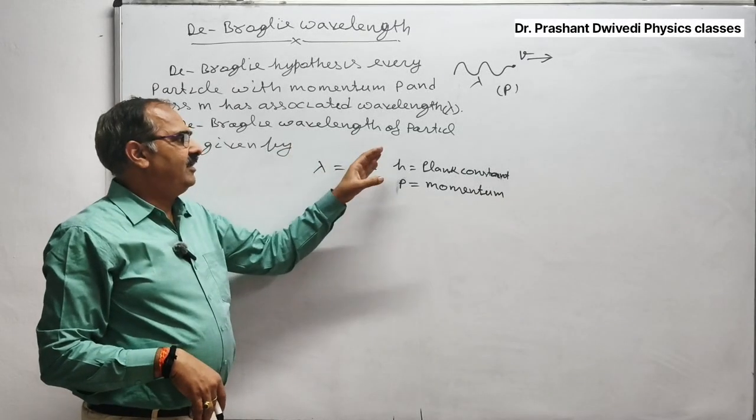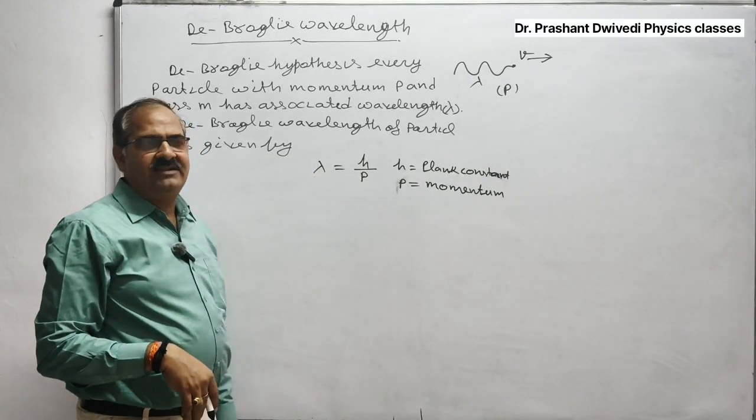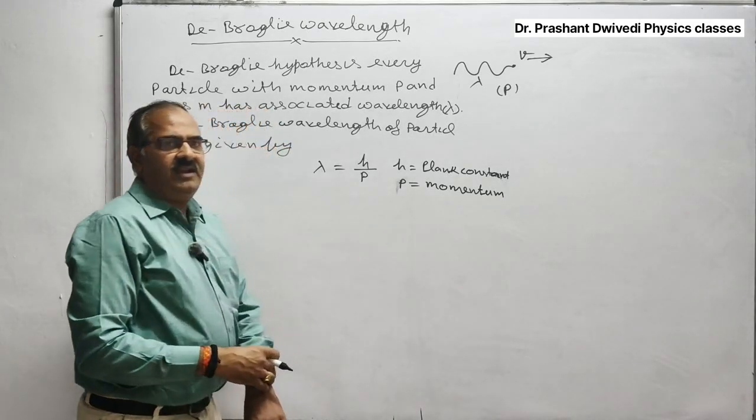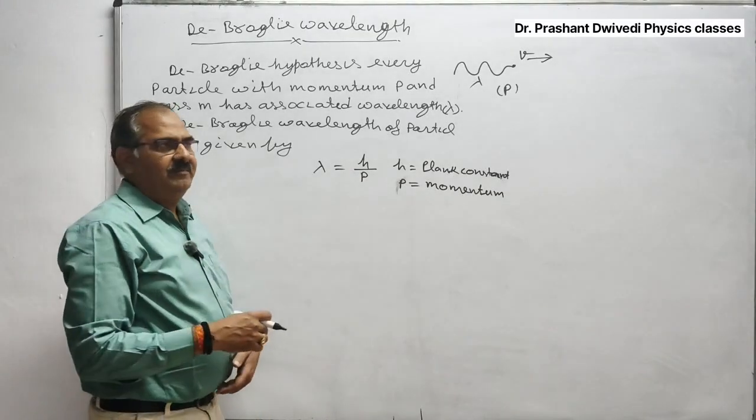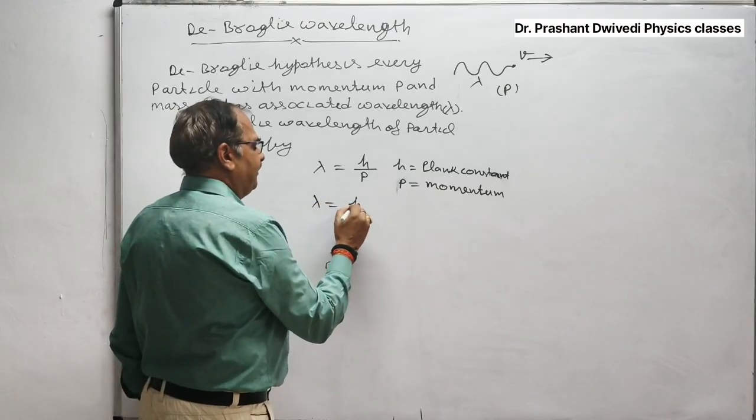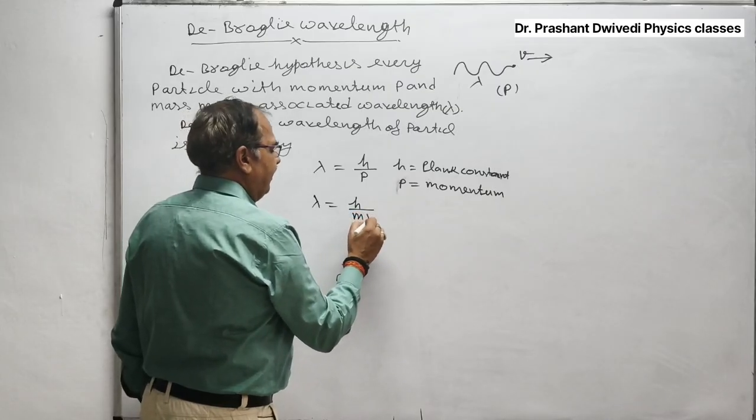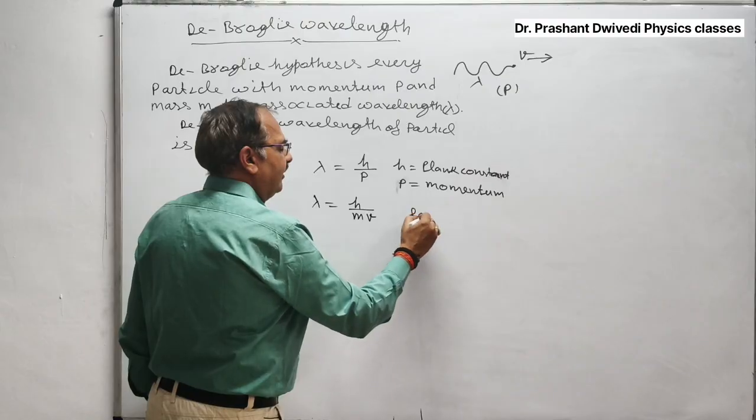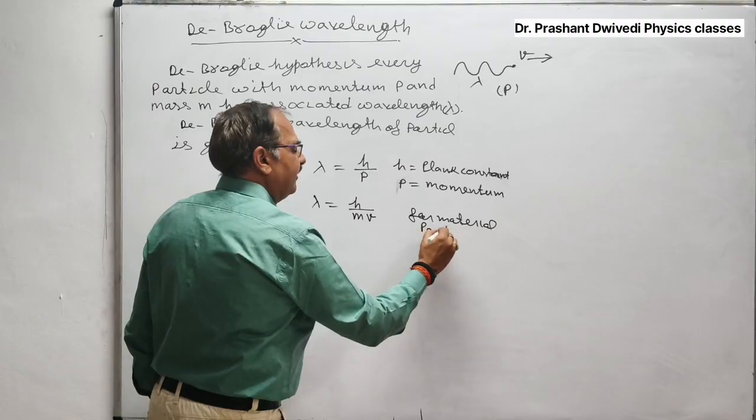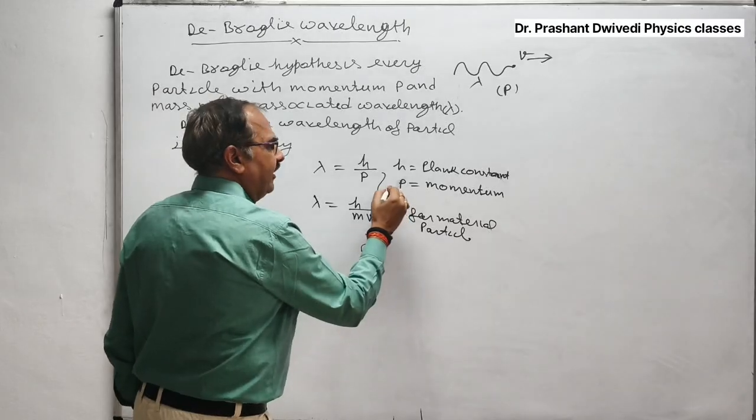The wavelength of a particle is given by lambda is equal to h upon p, where h is the Planck constant and p is the momentum. Then lambda is equal to h upon mv for a material particle. Equation number 1.